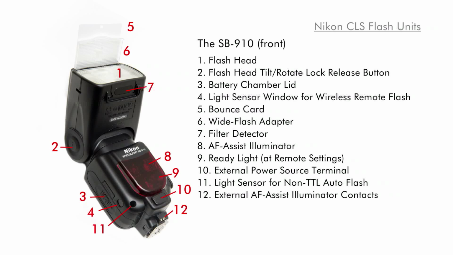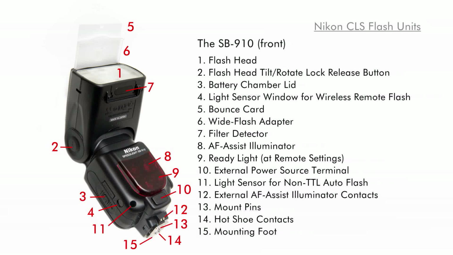When you turn the mounting foot lock lever, this mount pin drops down to lock the flash into your camera's hot shoe. These 4 pins connect to the contacts in the hot shoe of a Nikon camera. They transmit information between the camera and the flash.